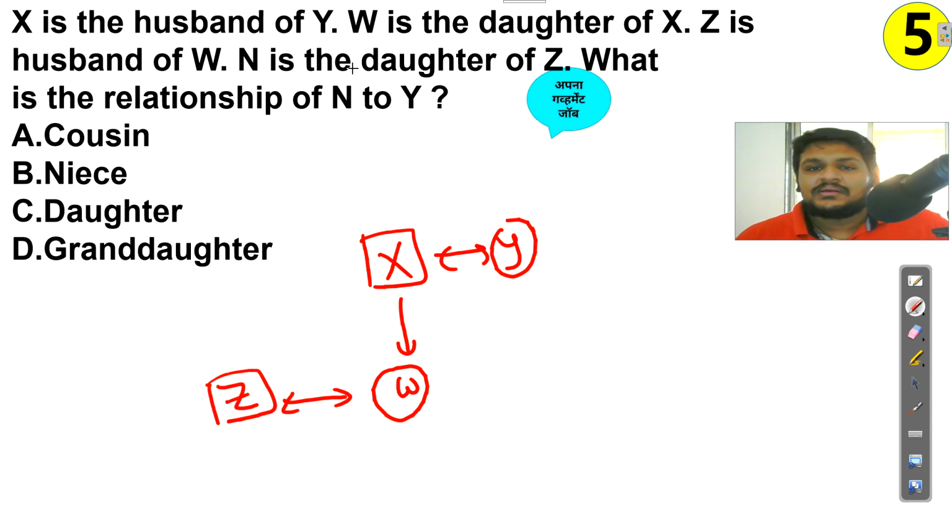Married couple symbol. N is the daughter of Z. Okay, so N is the daughter of Z. So this is the diagram. Now what we have to find is the relationship of N to Y.